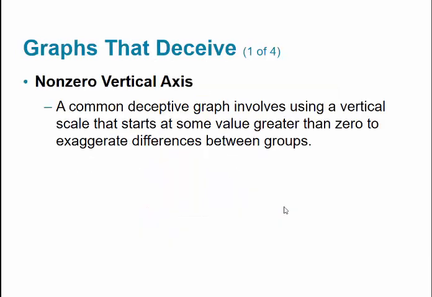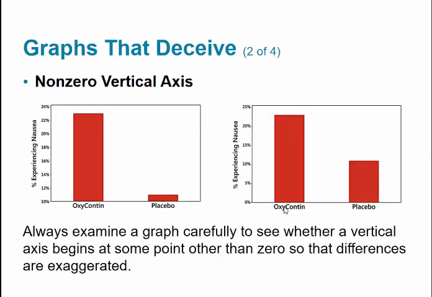So, graphs that deceive. First, the non-zero vertical axis. A common deceptive graph involves using a vertical scale that starts at some value that's greater than 0. What this does is that it exaggerates the difference between groups. And so here's an example. The one on the left starts at 10%. The one on the right starts at 0%. And you can see that, although there is still a difference between both of these, when you start at 0, it's not as exaggerated as the one on the left.